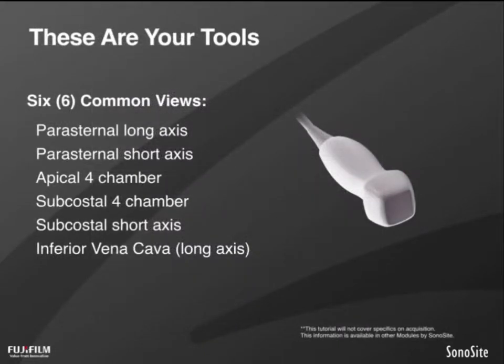Now, this tutorial will not focus particularly on image acquisition techniques, as these are covered in other sections of the Sonosite Institute, and they have separate modules to cover these particular views here. Now, these 6 views that I emphasize, I believe, and many of my colleagues share this belief, are sufficient to be able to answer the common questions that you face with critically ill patients. These 6 views, the parasternal long and short axis, the apical 4-chamber, subcostal 4-chamber, the subcostal short axis, and the long axis view of the inferior vena cava, provide information that allows you to answer those 4 key areas that I previously outlined.